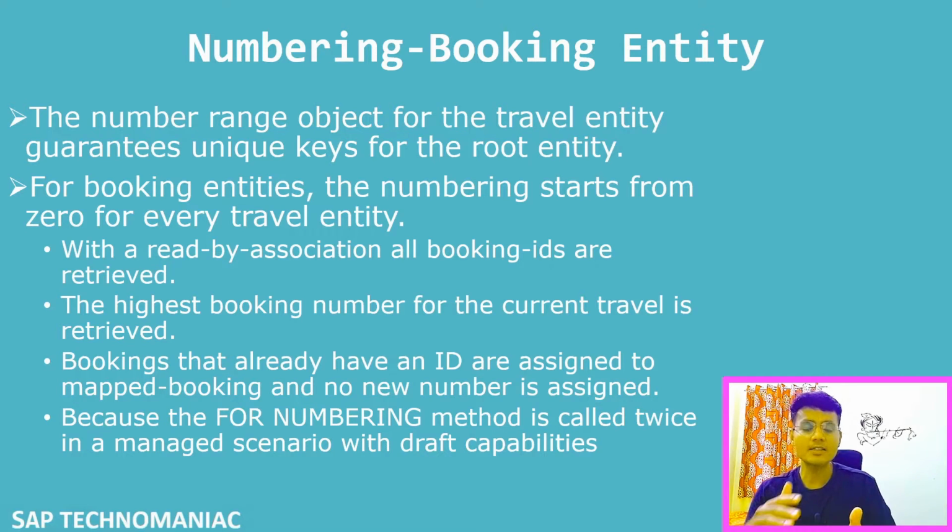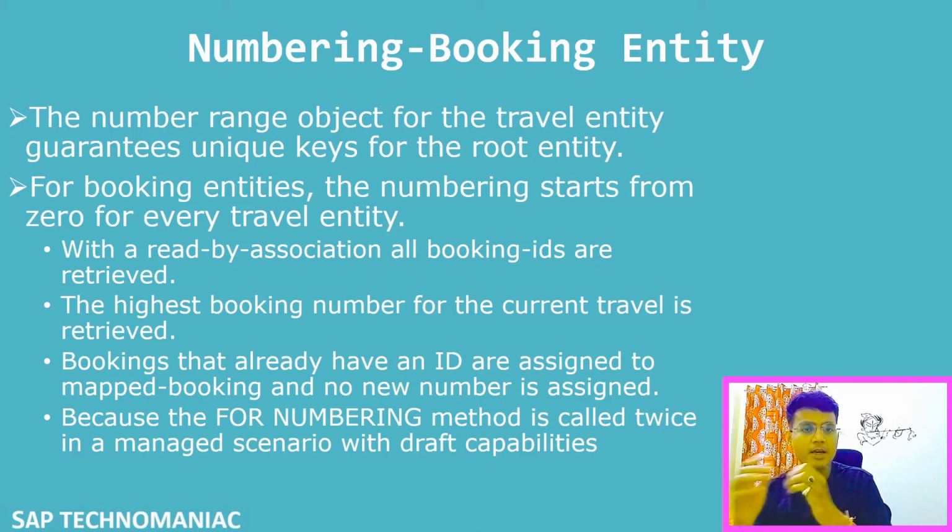Since we have assigned the number already for the travel entity, which is generated from the numbering object, and because the booking and booking supplement entities are linked to the travel entity, we can give the generic number like 1, 2, 3 for each travel instance. So we do not need to use the numbering object for our booking and booking supplement entities.